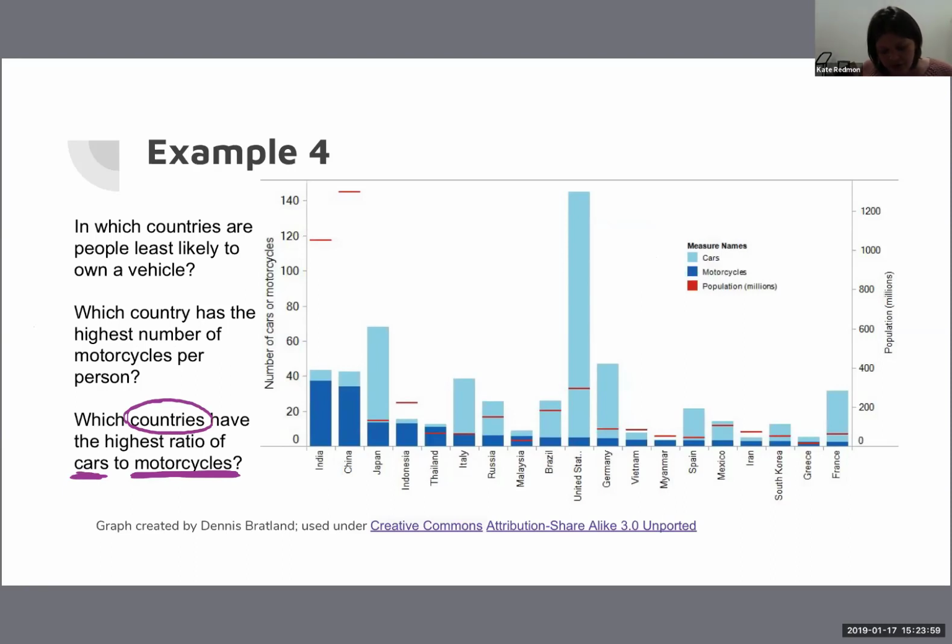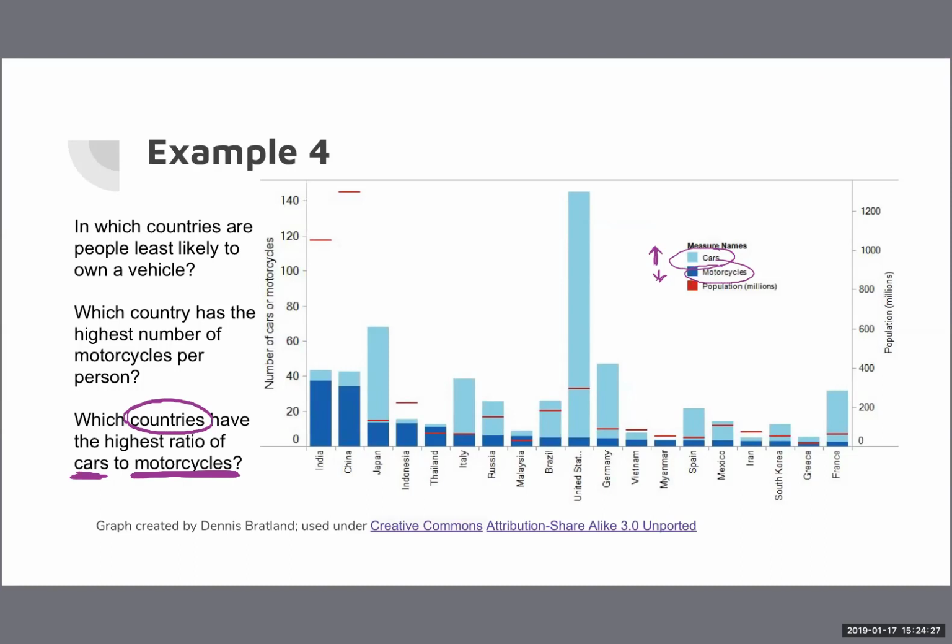So now I'm comparing cars. Cars are light blue. I want that one to be high, highest ratio of cars to motorcycles. So I want the motorcycles to be a lot less. So I want the light blue to be a lot more than the dark blue. That's what I'm saying, the highest ratio of cars to motorcycles. Does that make sense? Yes. So find me a country where the light blue is a lot more than the dark blue. There's quite a few of them.